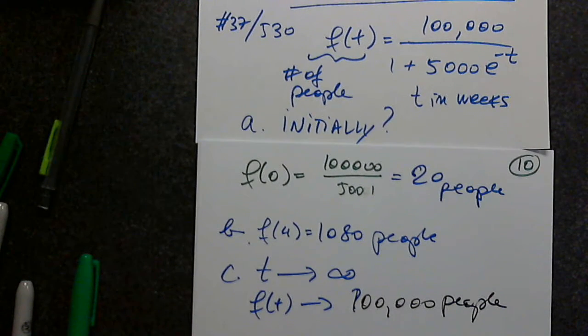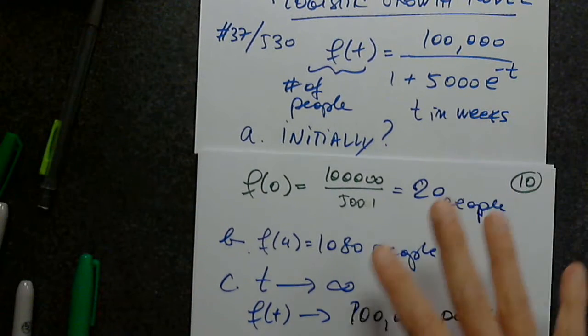Anything else before we look at the exponential growth model? Question. Yes, please. When t goes to infinity, when they have a set number?